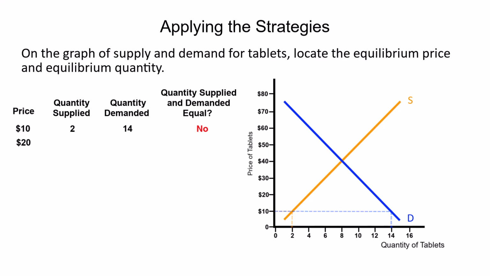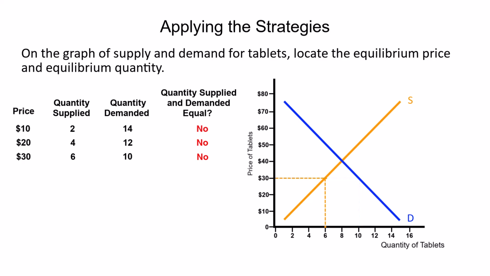Let's increase the price to $20. The quantity supplied at $20 is 4 tablets, and the quantity demanded is 12 tablets. So the quantity supplied and the quantity demanded are not equal because the quantity supplied, 4 tablets, is less than the quantity demanded of 12 tablet computers. Once again, let's increase the price by $10 to $30 per tablet computer. The quantity supplied at $30 is 6 tablets and the quantity demanded is 10 tablet computers. So they are not equal because the quantity supplied, 6 tablets, is less than the quantity demanded of 10 tablet computers.